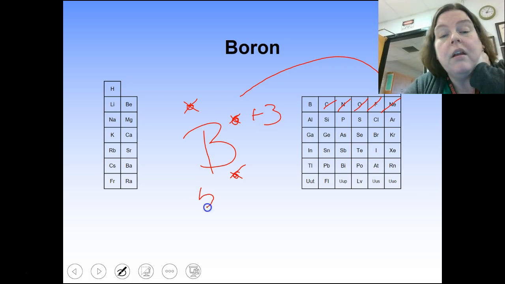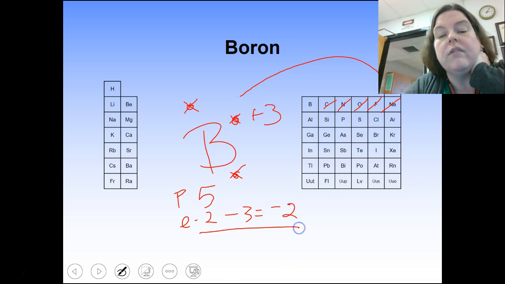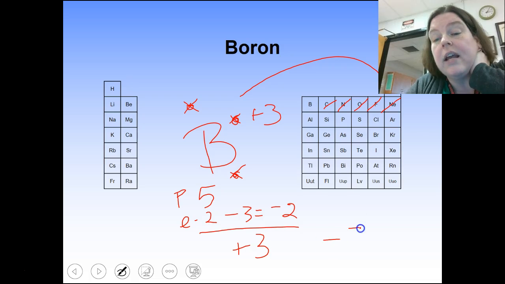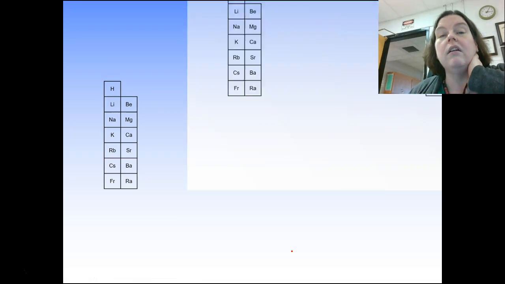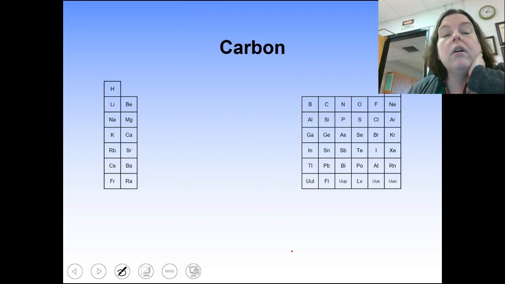Well, why does that happen? We have protons of 5, we have electrons of 5 starting out, but I lose 3 electrons, so I have a total of a -2 charge. 5 plus a -2 gives me a +3. Or we can look at it by saying minusing a -3. Those are equal statements, okay? So you're thinking, okay, here we go, carbon.